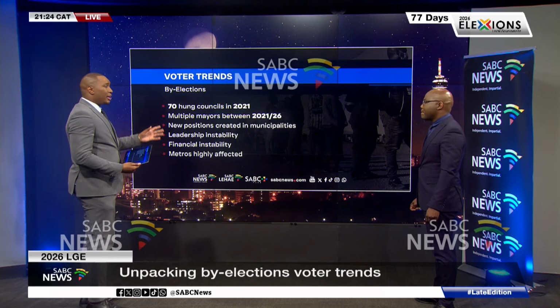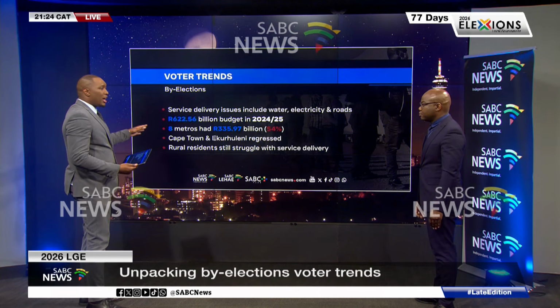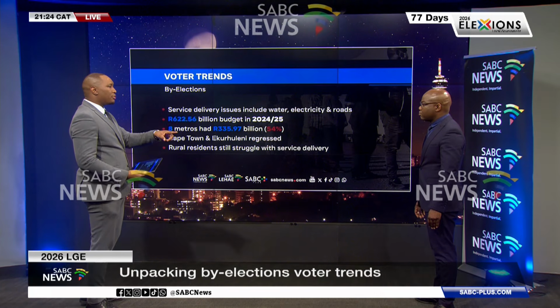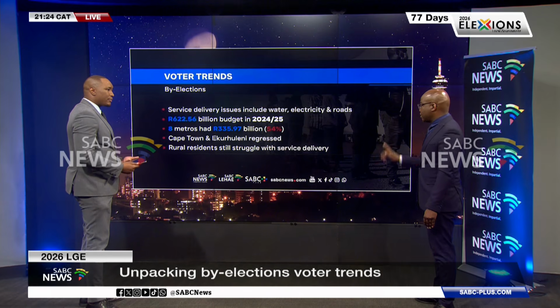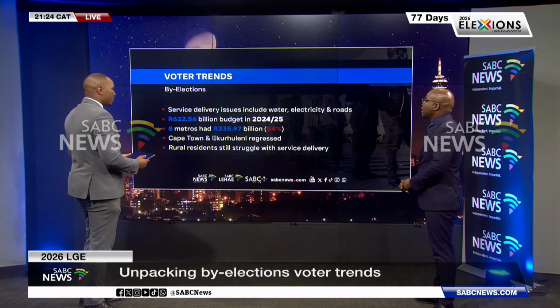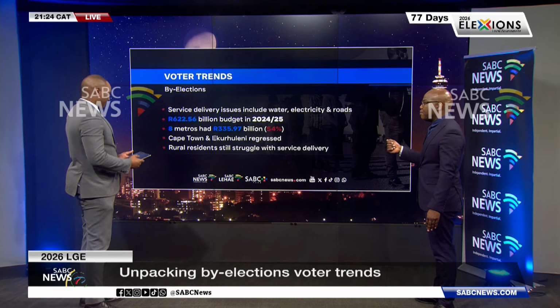Yeah, I want to go to the next slide because I want us to talk about what happens after that. So 2021 left us with 70 hung municipalities, and of course, coalitions had to be formed there. How stable have those coalition governments been since those 70 hung municipalities? Yes, let's talk to the third slide actually. So the 70 hung councils.